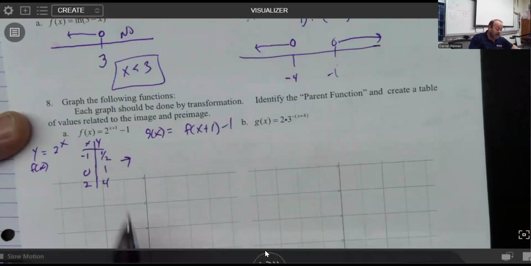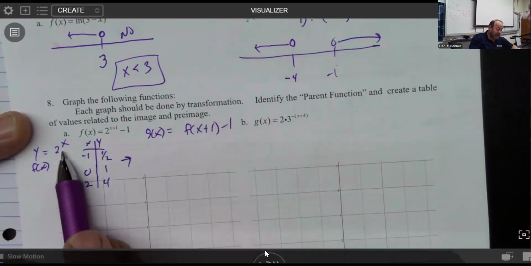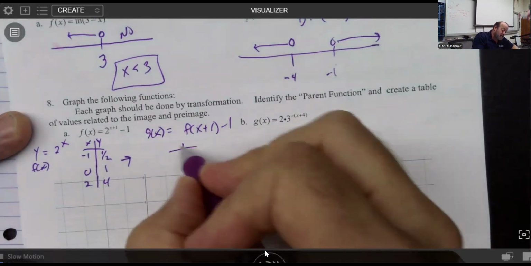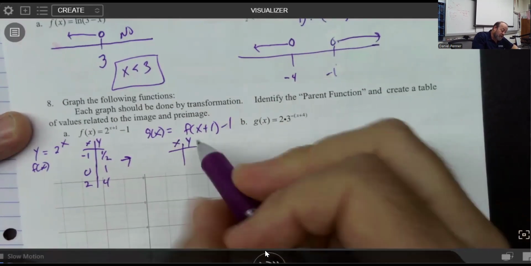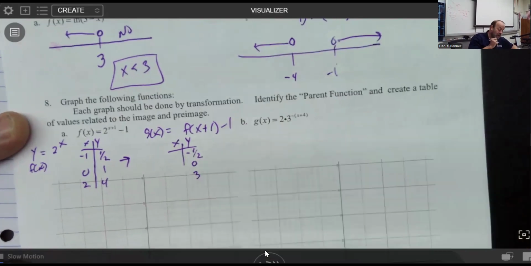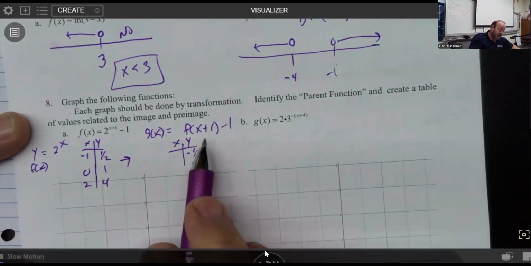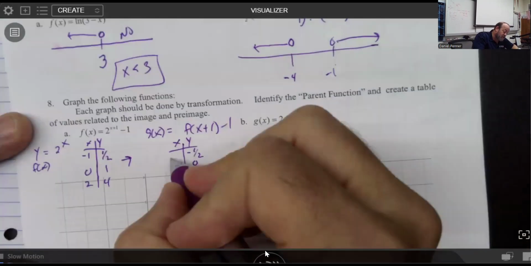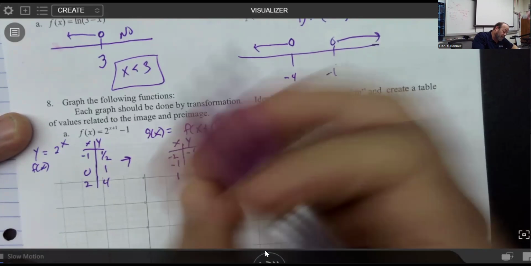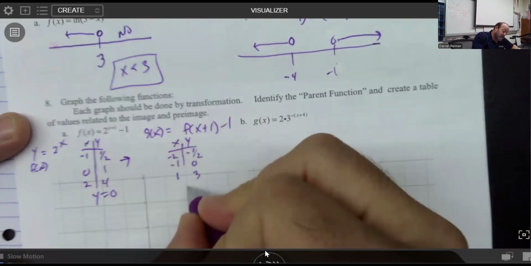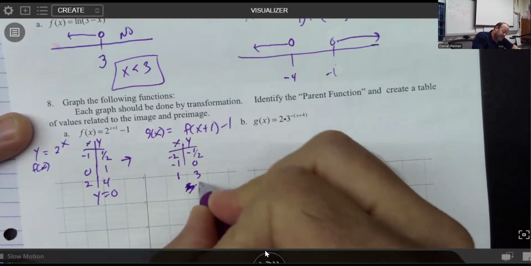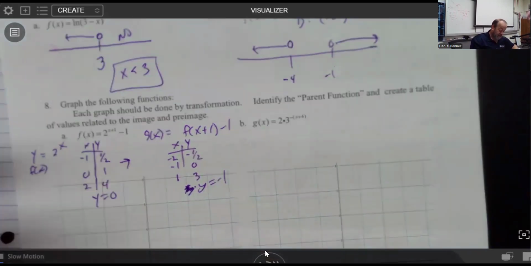So keep in mind, I replaced x right there with x plus 1, and the minus 1 happened at the end, so that I know that all of my y values are going to go down 1, and all my x values are going to go to the left 1, so it'd be -2, -1, and in this case 1. And the original asymptote y equals 0 is now going to be y equals -1. So I'm going to have a nice little asymptote.